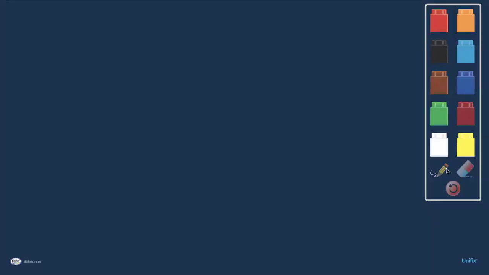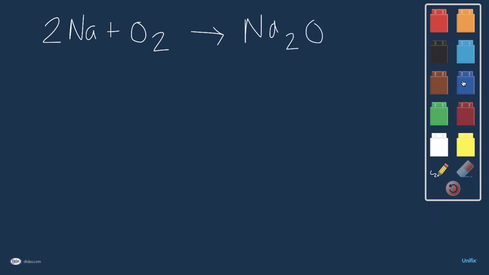Okay, so the first one we have is going to be 2Na plus O2. And on the other side is going to be Na2O. Okay, so we're going to have to draw this out. I'm going to use the blue blocks for my Na, and that's going to be another Na. And then this one is going to be together. I'm going to use the brown one. It's going to give me O2. Okay. And then on the other side, I have one tower of Na2 and then an O, right?